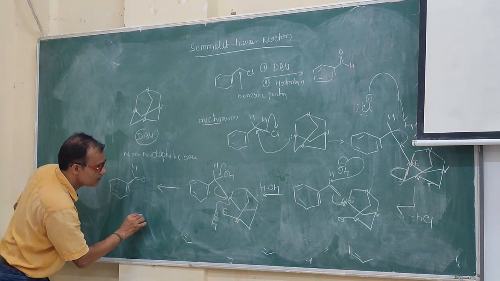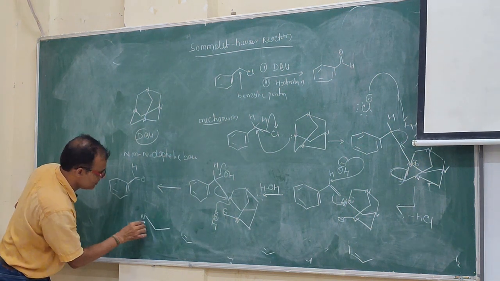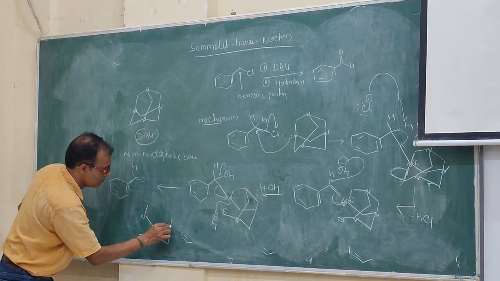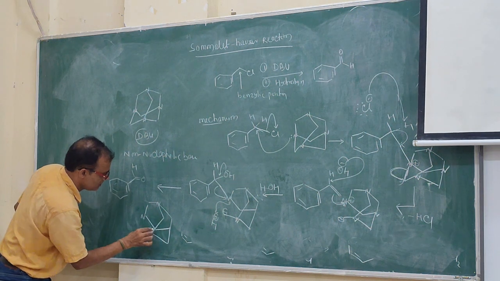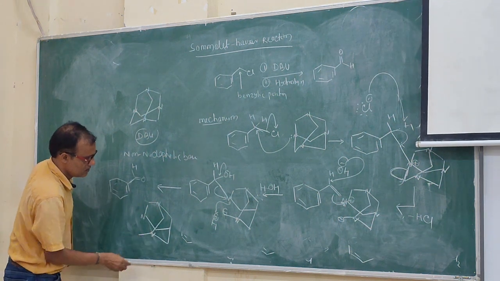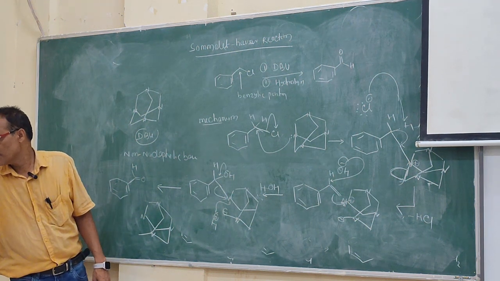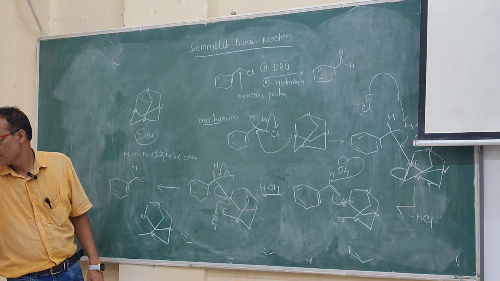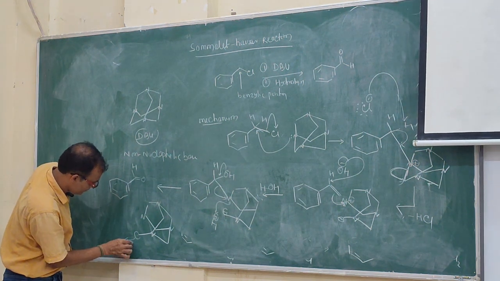Nitrogen. This is a 6-membered ring. Nitrogen. This nitrogen and this. So you get a benzaldehyde. And this minus end, this will take that proton and will be converted to this.